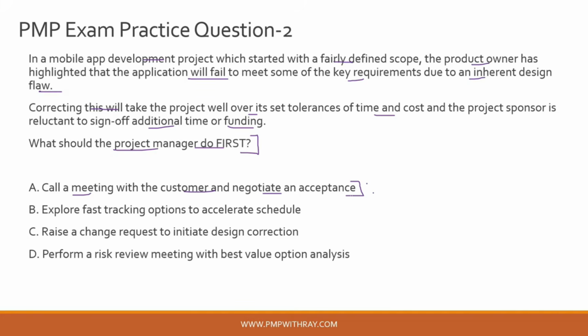Okay, so that is the reason why option A is incorrect. Option B, explore fast tracking options to accelerate schedule. Now if you know fast tracking, guys, it generally comes with an additional cost. So even if you are able to gain on schedule, there is a high probability that you will end up spending more funds in the project to execute the fast tracking options.